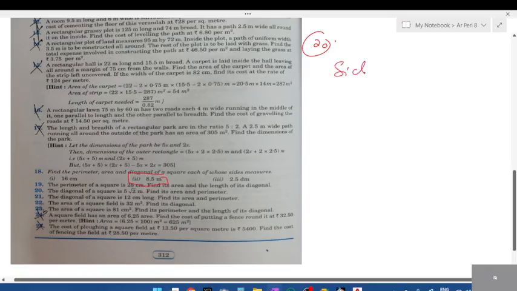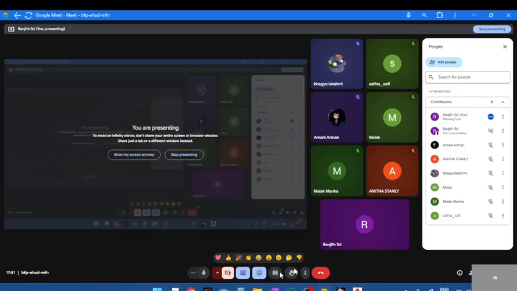What is the side value given? Side is equal to 2.5. Find perimeter, area and diagonal. Yes. Try the third question. The perimeter. Okay. Try the third one, students. Give me a minute.